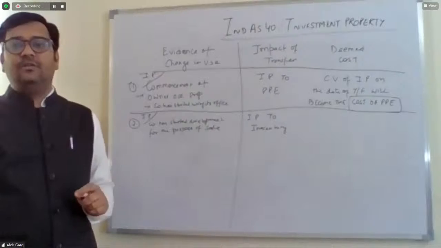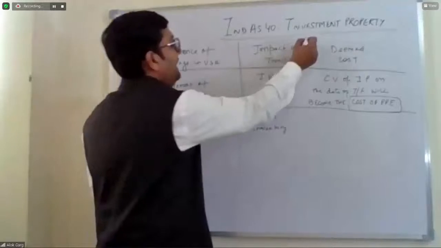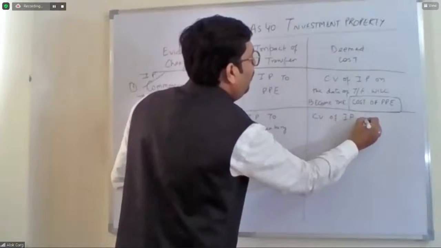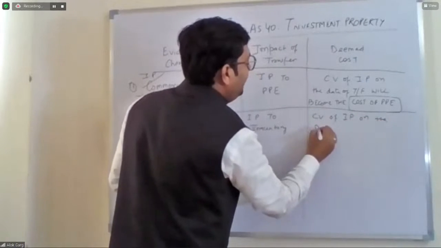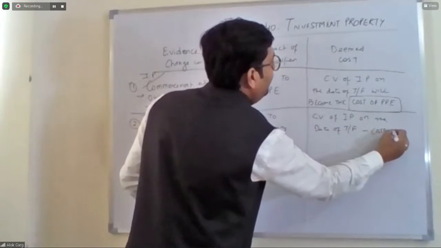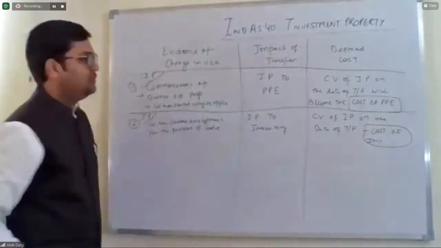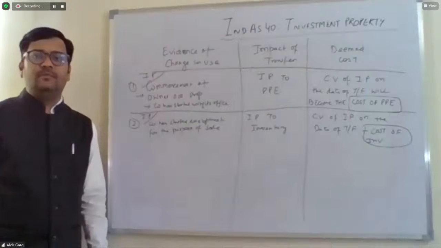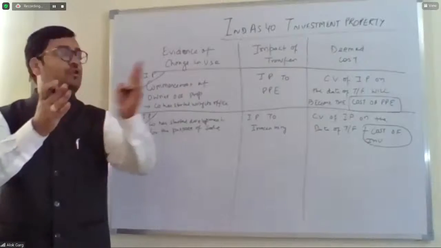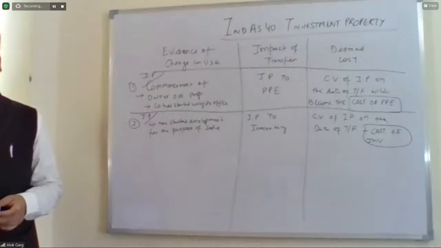So what is the cost of this inventory? The carrying value of investment property on the date of transfer will become the cost of inventory for Ind AS 2. Is it clear? So simple. The closing cost of investment property will become the opening cost of PPE in the first case and the opening cost of inventory in the second case.